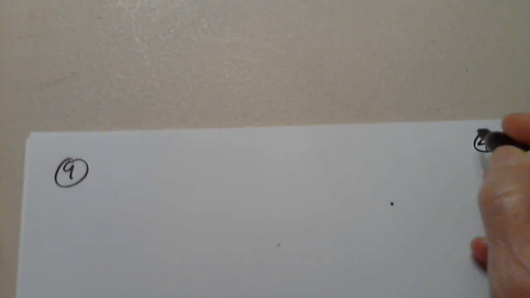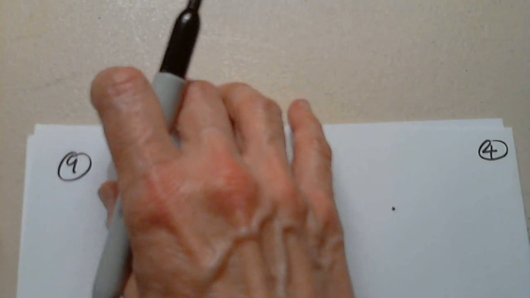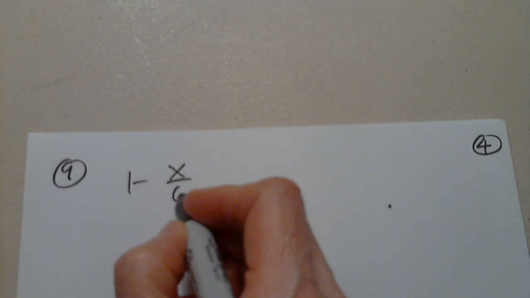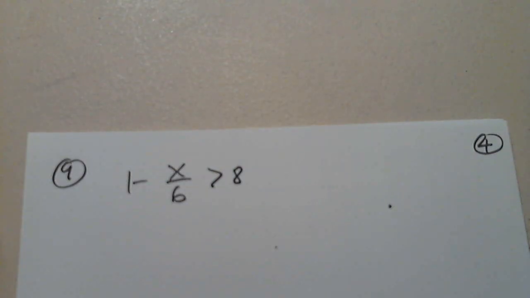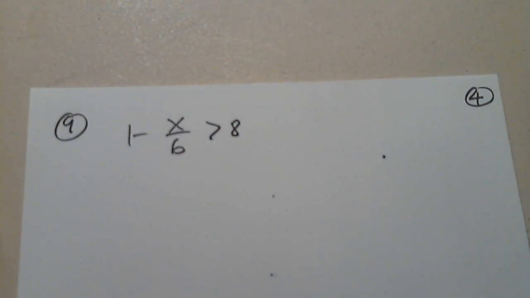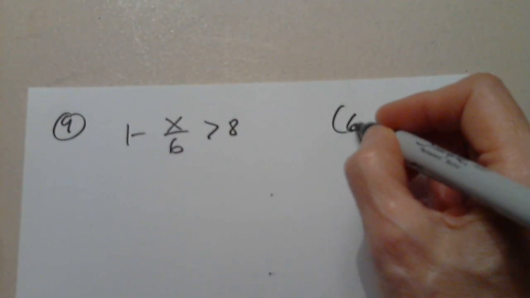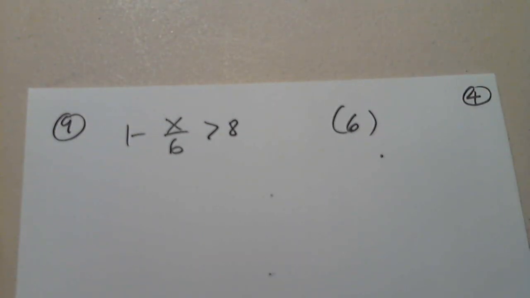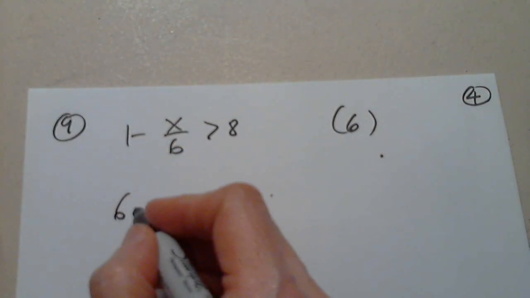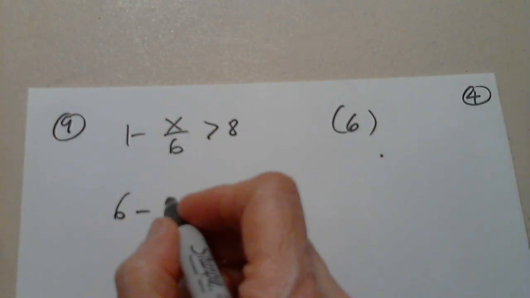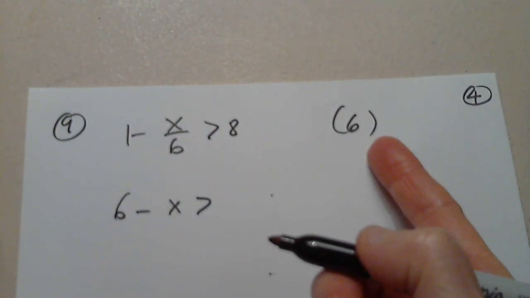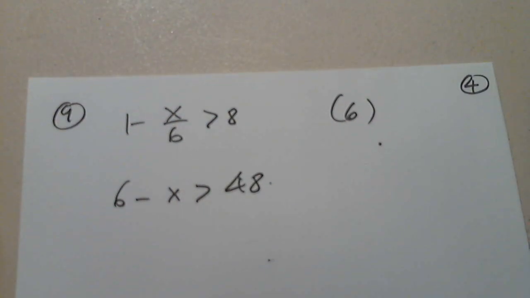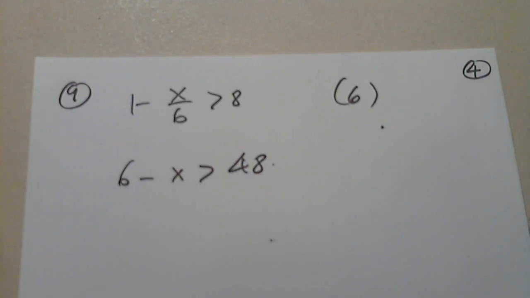But all this is in those videos from the previous classes. Everything is there. So 1 minus x over 6 greater than 8. Okay, perfect. So my preference is eliminate fractions. The least common denominator is 6. 6 times 1 is 6. 6 times x over 6 is x. 6 times 8. I have to multiply everything. I cannot pick and choose.